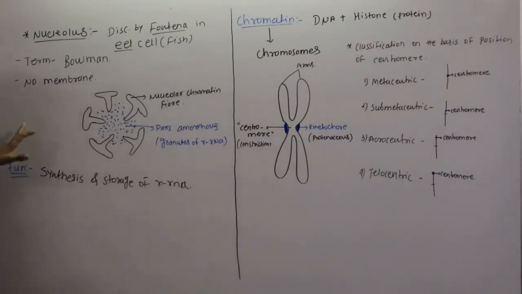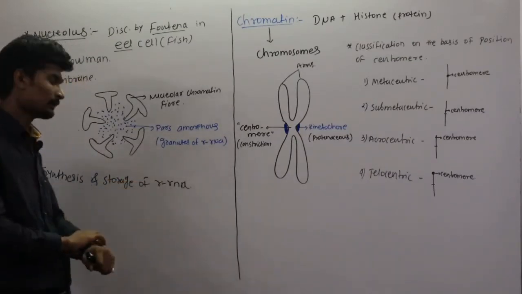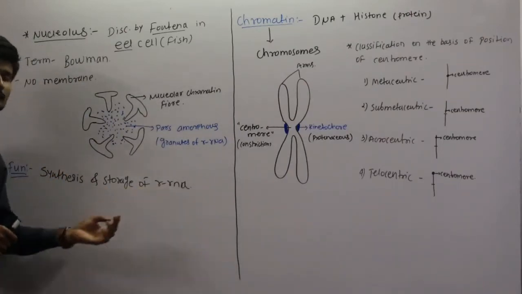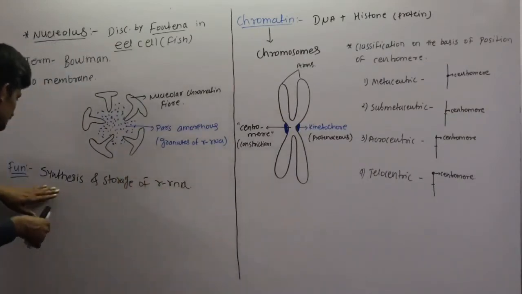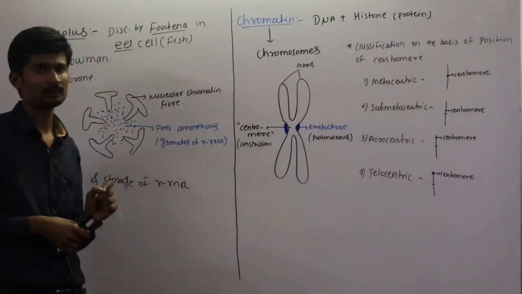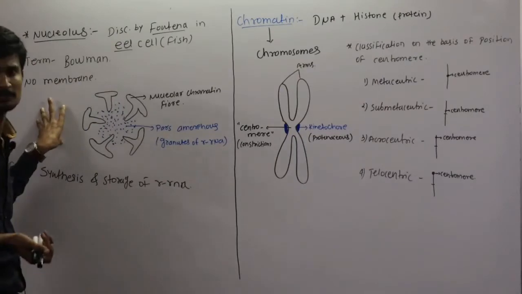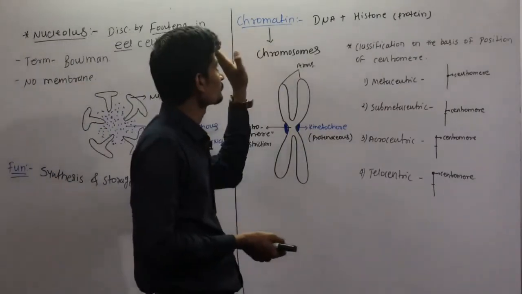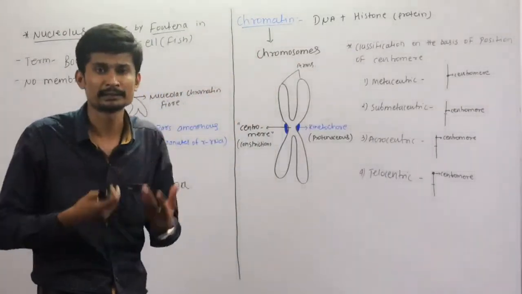Now the function of the nucleolus is the synthesis and storage of rRNA. It is an important function, because rRNA is important in protein synthesis. So the synthesis and storage of rRNA is done by the nucleolus. This is the basic information about the nucleolus, which is sufficient for you. Now the last topic is the chromatin fiber, which is also called the chromatin network.